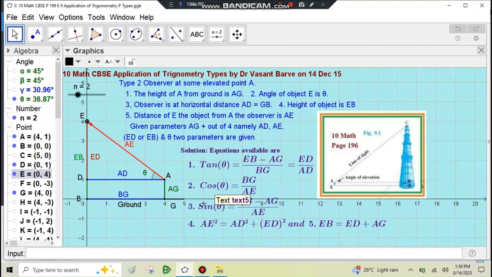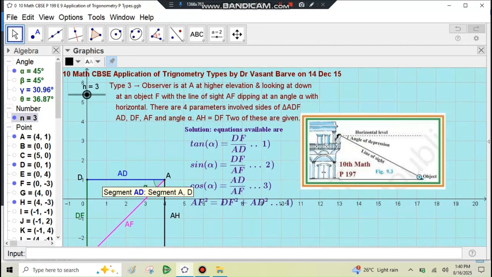Okay, so tan theta is equal to ED divided by AD, cos theta is AD by AE, sin theta is also known to us. AE square is equal to AD square plus ED square, and EB is equal to ED plus AG. Knowing two things, the other two things can be worked out. Let's look at the third type of problem.